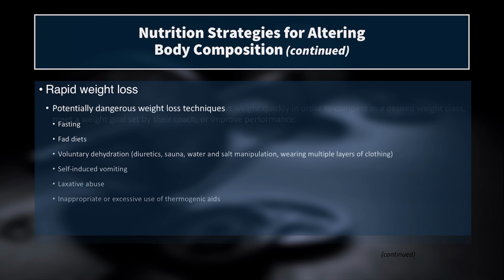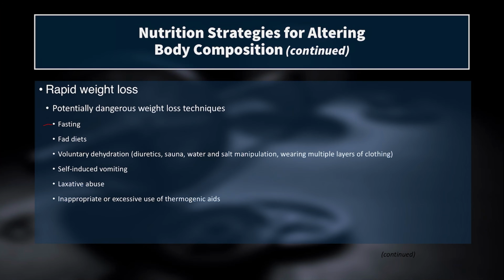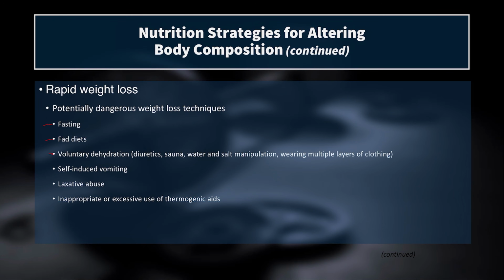Here are some potential dangerous weight loss techniques. Things like fasting, prolonged fasting especially. Intermittent fasting, everybody's tried that before. That's probably okay. Consult your physician first. But fasting for more than 18 hours could be potentially dangerous for athletes, especially if they're training during this. Certain fad diets. Have you heard of the banana diet? Look it up. Enough said. Voluntary dehydration, self-induced vomiting, laxative abuse, and inappropriate use of thermogenic aids like ephedrine or caffeine.